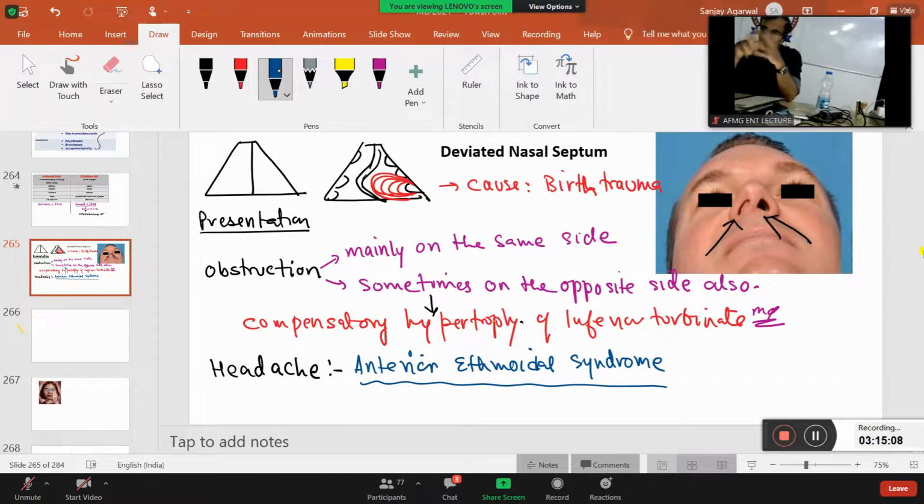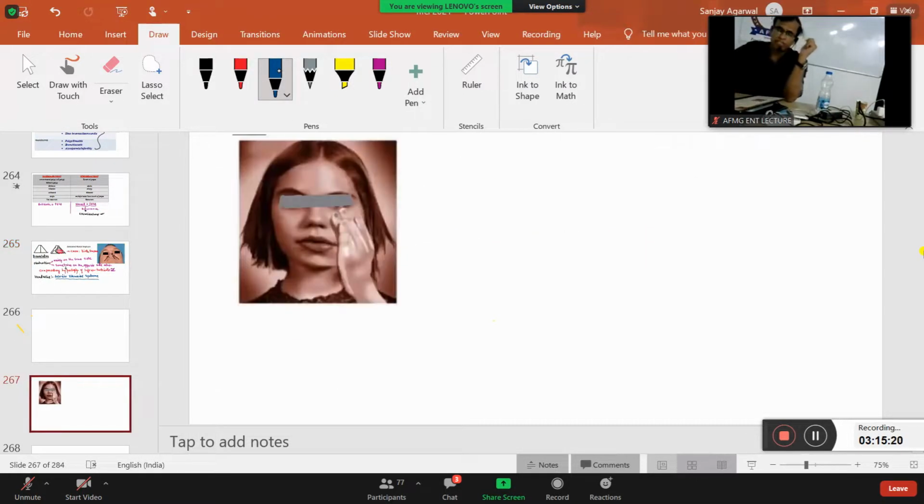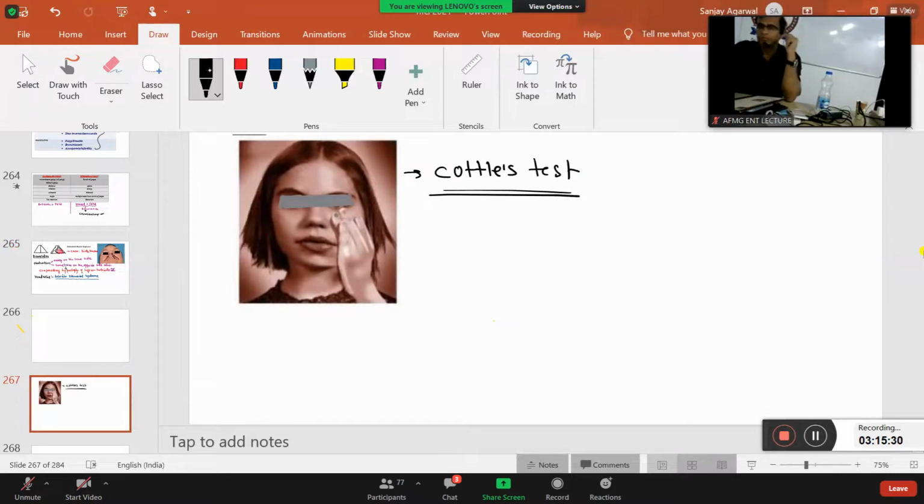So once again, DNS is a very clinical diagnosis. साफ दिख रहा है. है ना, easy, so no investigation is required, but there is a test they ask in the image, ये test जो DNS में कर सकते हो आप. This test is for DNS, and it is called Cotter's test. Cotter's test is a test for DNS.